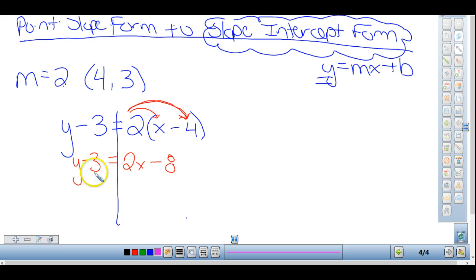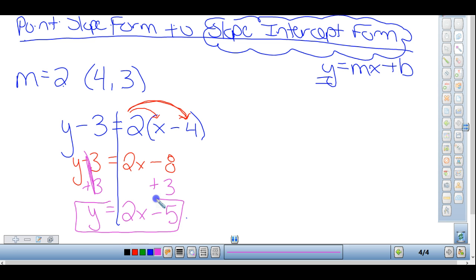Now we got to get rid of what's with my y. So I can add my 3, and now my y equals 2x minus 5. Okay, and that's going to be my answer right there.